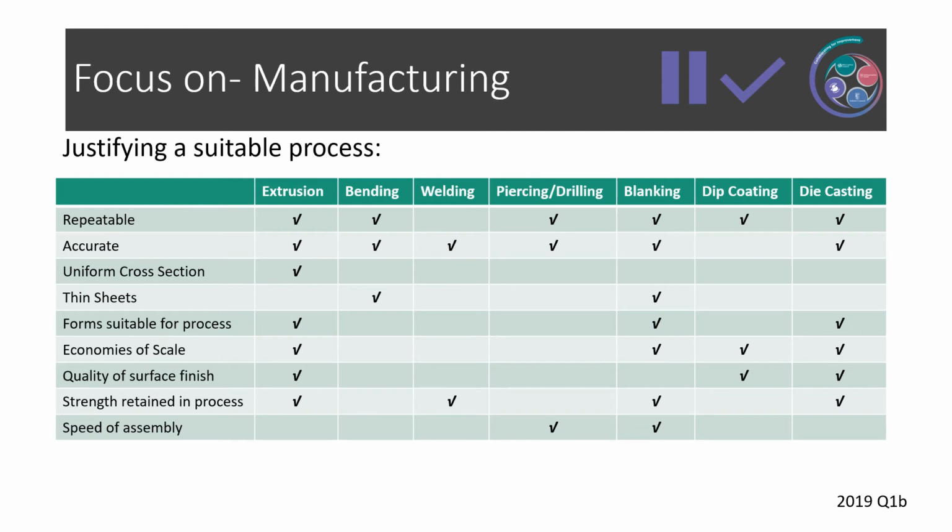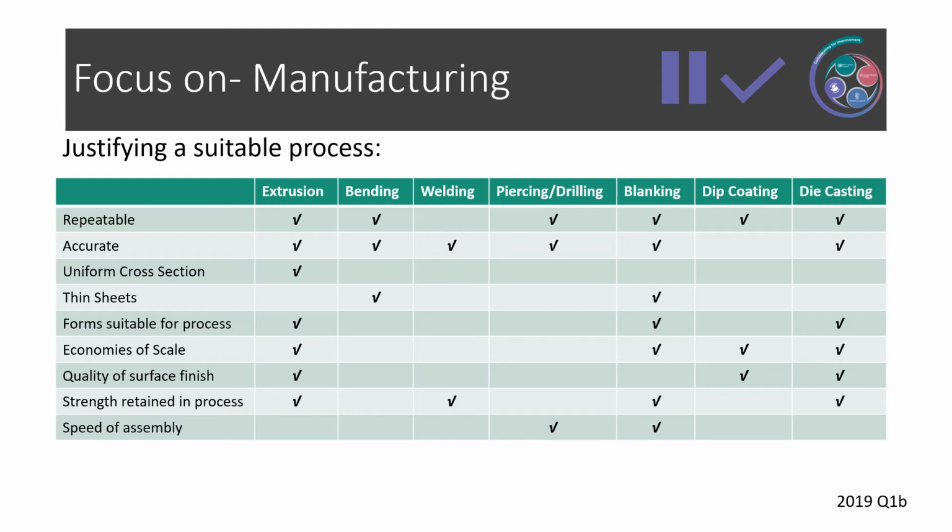Extrusion will give you a uniform cross-section along the length, so the walls will all be a consistent thickness. The pipe needs to be hollow, and that means that the form is suitable for the process of extrusion. As with many automated machinery, there is an economy of scale with extrusion.